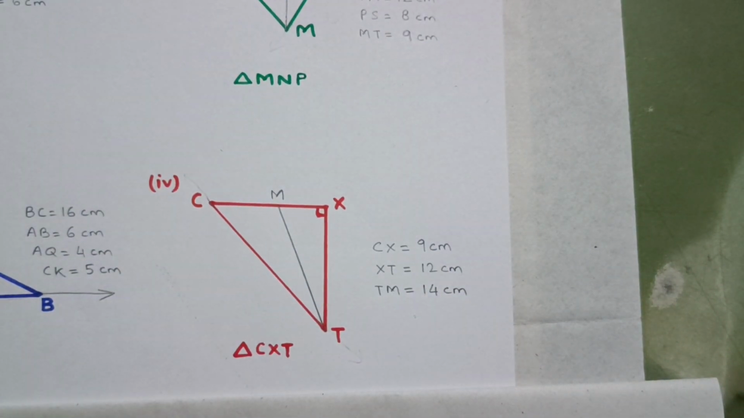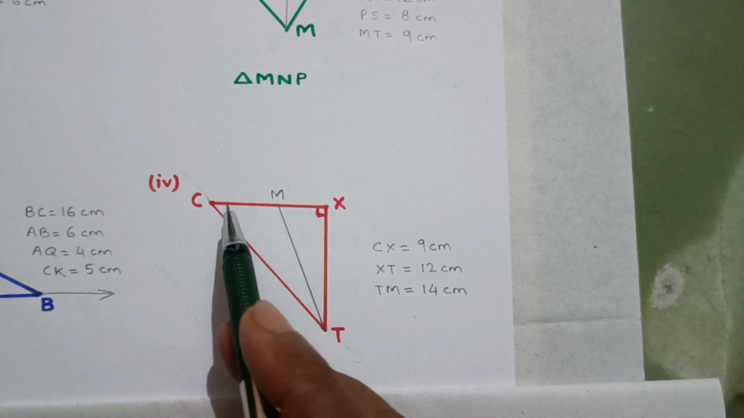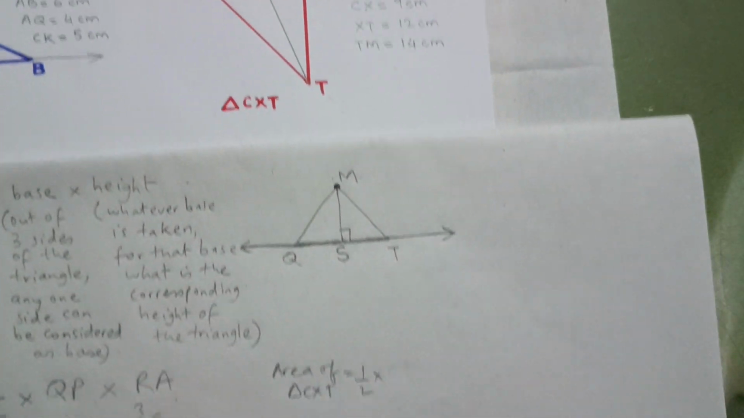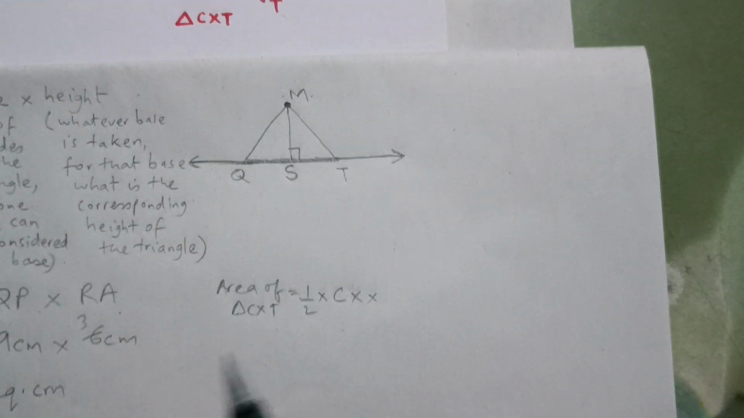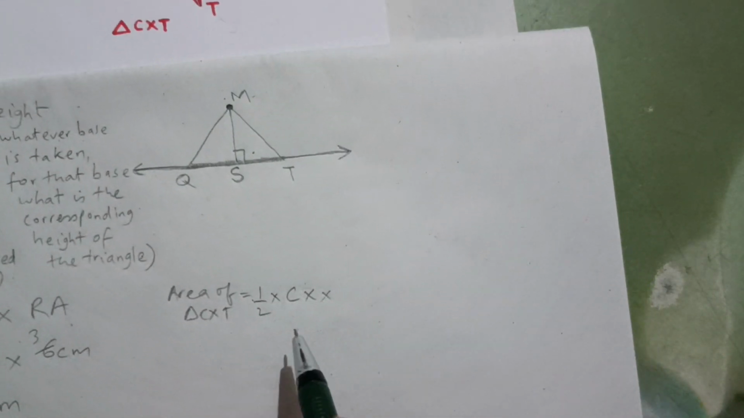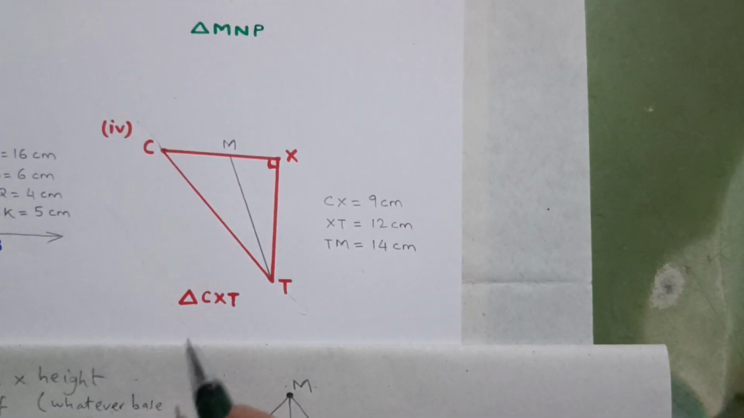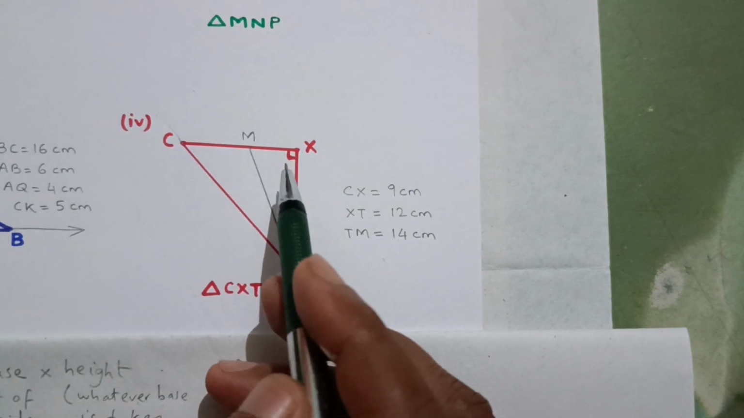So I can't take CT as the base because its measure is not given to us. So now let me take Cx as the base. So Cx is now my base. Is the measure of Cx given to us? Yes, Cx is 9 centimeter. So I can take Cx as the base. Now for Cx, what is the corresponding height?